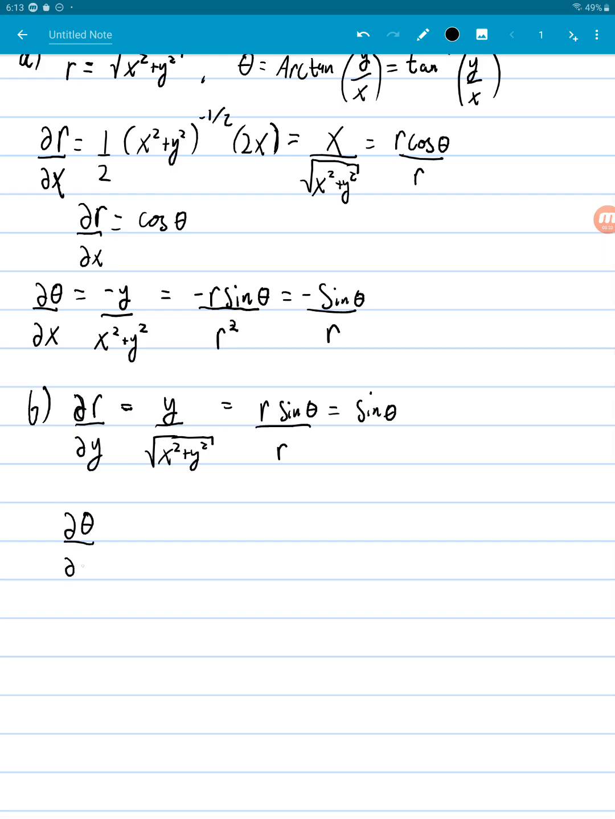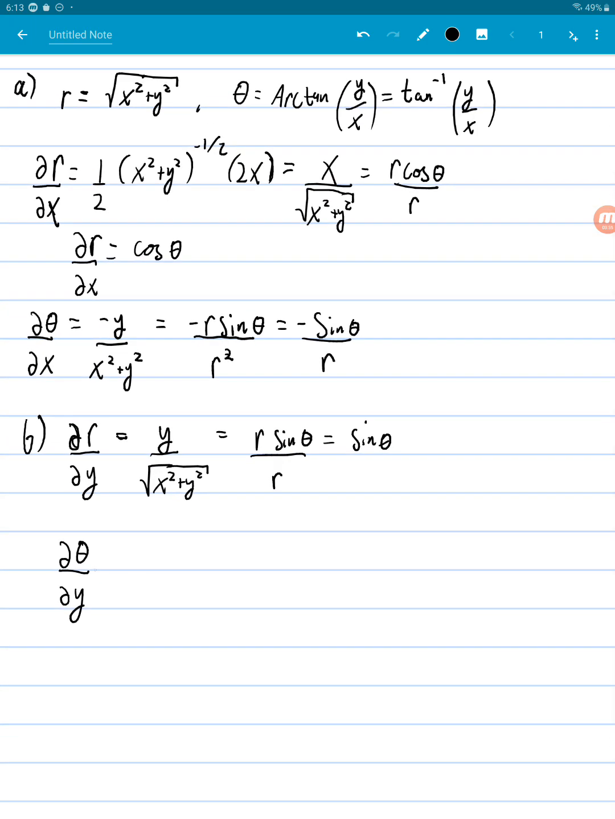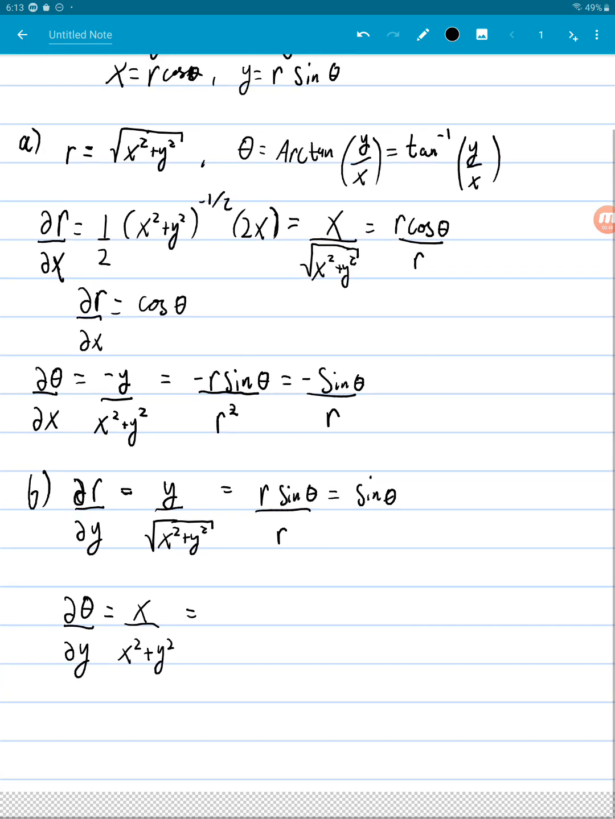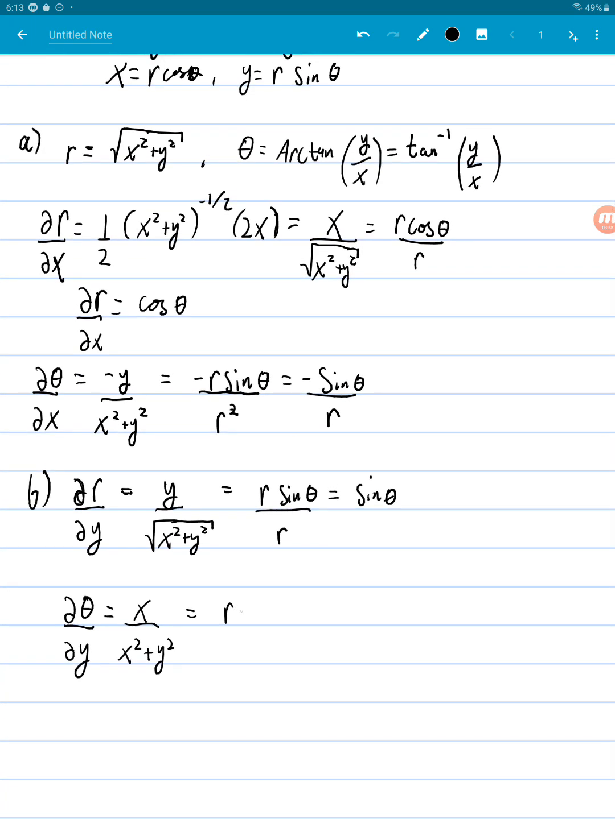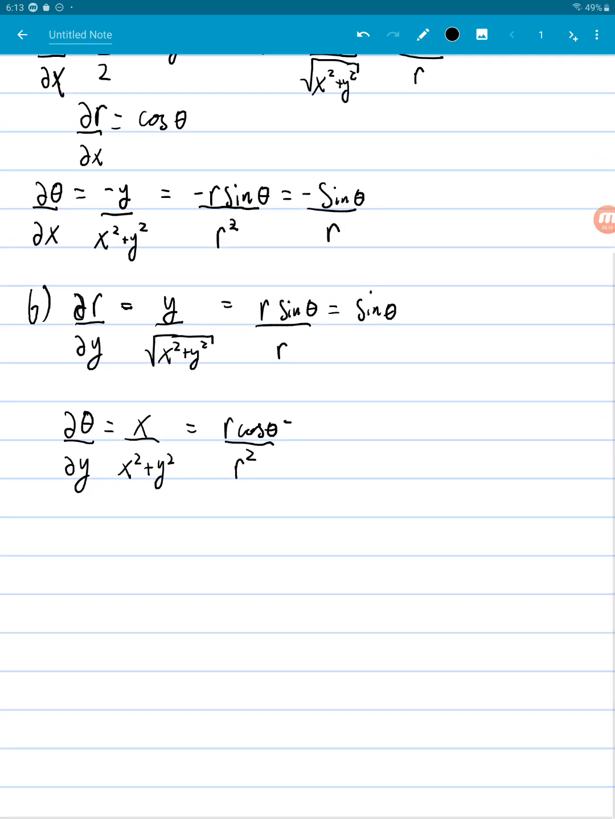Next, the partial derivative of arctan of y over x, or tan inverse of y over x, with respect to y, is going to be x over x squared plus y squared. Then using our substitutions, x was r cos theta, so we have r cos theta on top, divided by, again, x squared plus y squared, which is r squared, so we have cos theta over r as our d theta by dy.